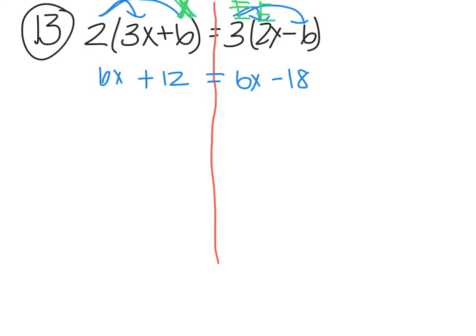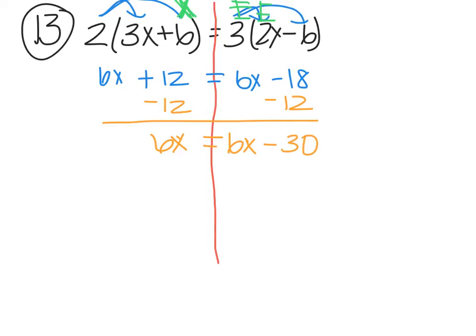So what's out of place? Well, I got a couple things. First of all, the plus 12 is out of place right here, because it doesn't have an x with it, so I'm going to minus 12 from both sides. So that gives me 6x equals 6x minus 30. And then the other thing that's out of place is my 6x. So to get rid of that, I'm going to minus 6x from both sides.